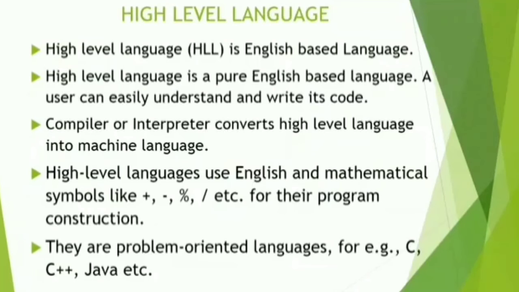Next is high level language. High level language is a pure English based language. A user can easily understand and write its code. Compiler and interpreter convert high level language into machine language. High level language uses English and mathematical symbols for program construction. They are program oriented languages, for example C, C++, Java and so on.